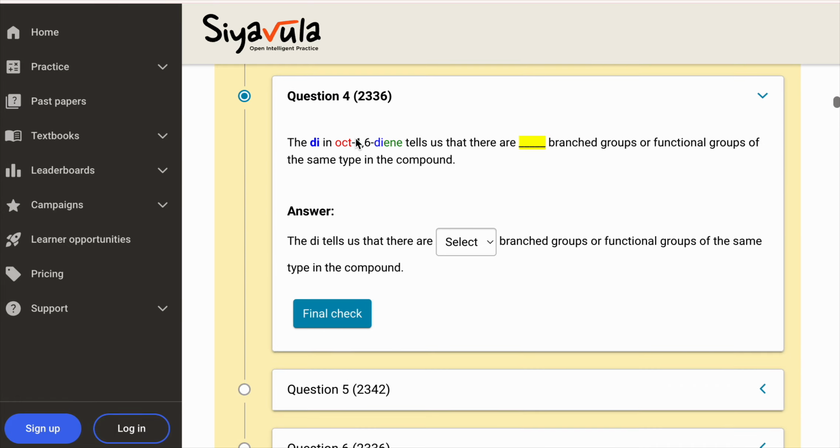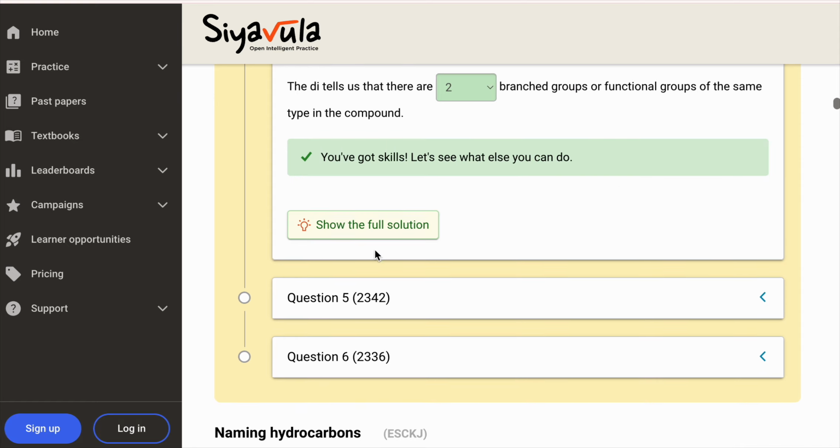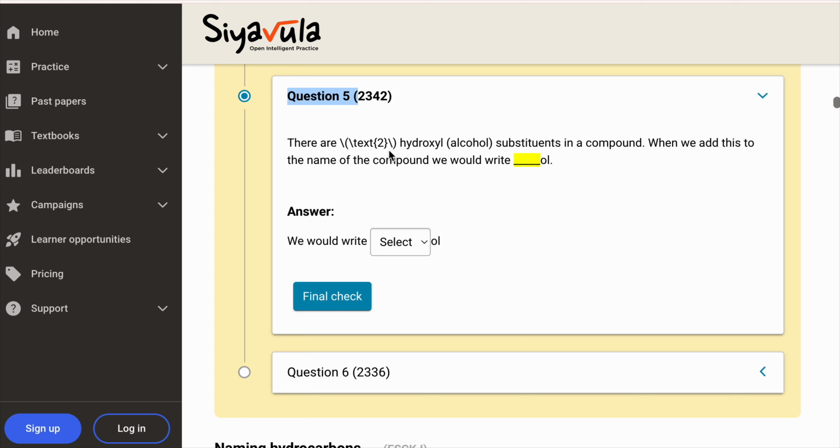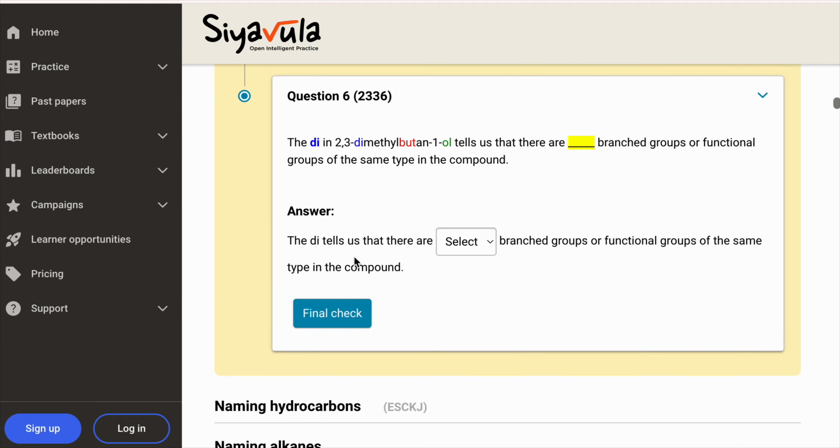The di in octa-1,6-diene tells us there are two branch groups. There are two hydroxyl alcohol substituents in a compound. When we add this to the name of the compound, we will write dihydroxyl. Di in 2,3-dimethylbutan-1-ol, there are 2.